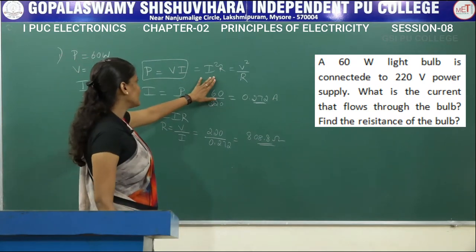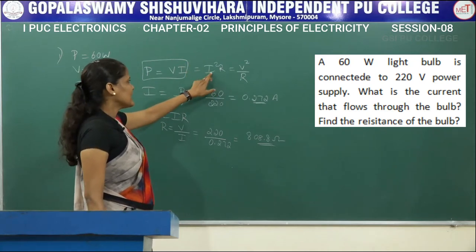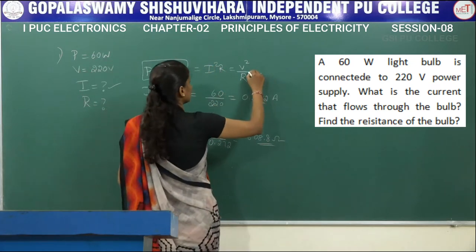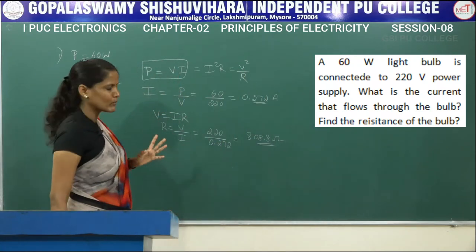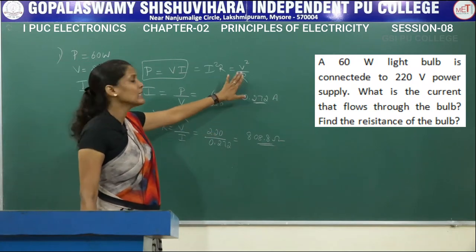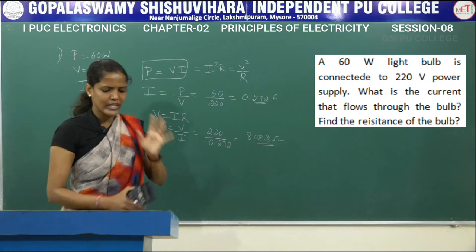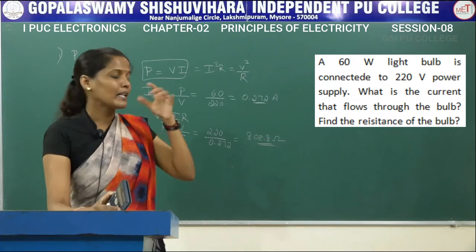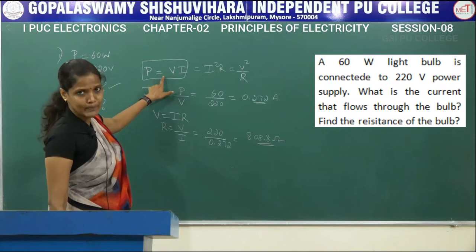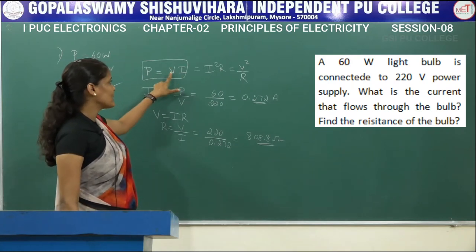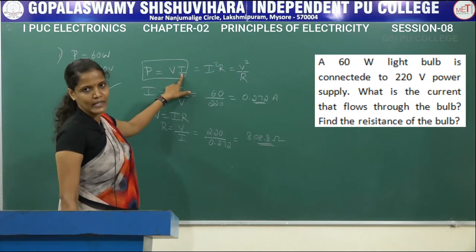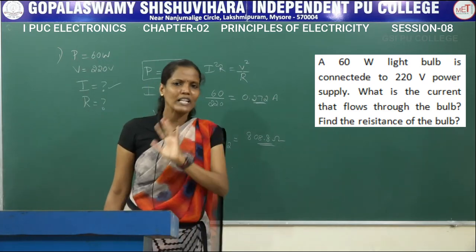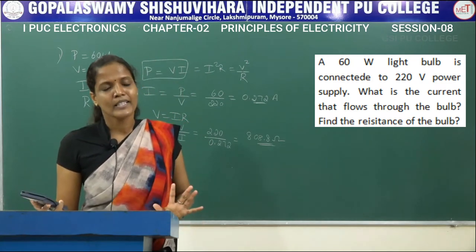You cannot use this formula to calculate I or R initially, because we know neither I nor R. But the formula P is equal to V square divided by R can be used, where you can easily find the value of R for which V and P are given. To find any parameter or quantity, you have to know two values. Say for example in the formula P is equal to V into I, P is one parameter, voltage is another parameter, and I is another parameter. Totally we have three parameters, out of which we have to know the value of two parameters. Only then you can find the third parameter. Clear? So this is the first problem.